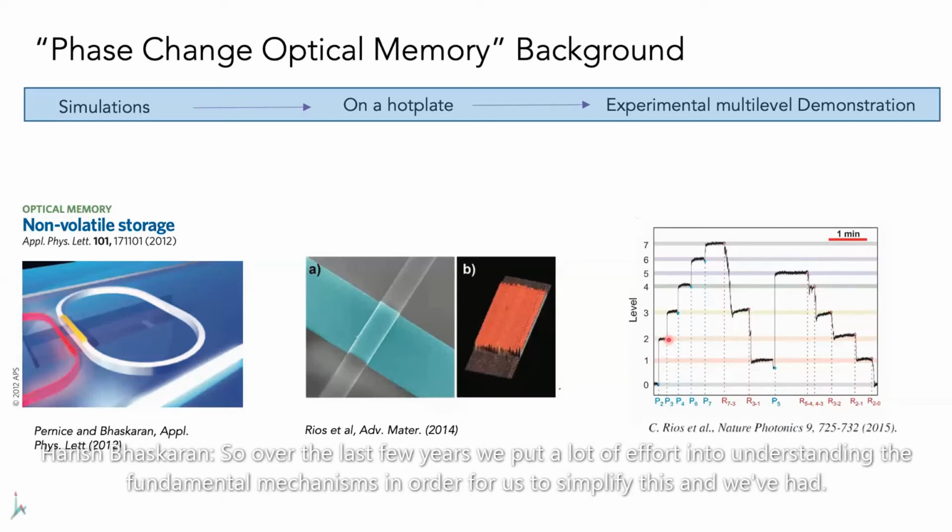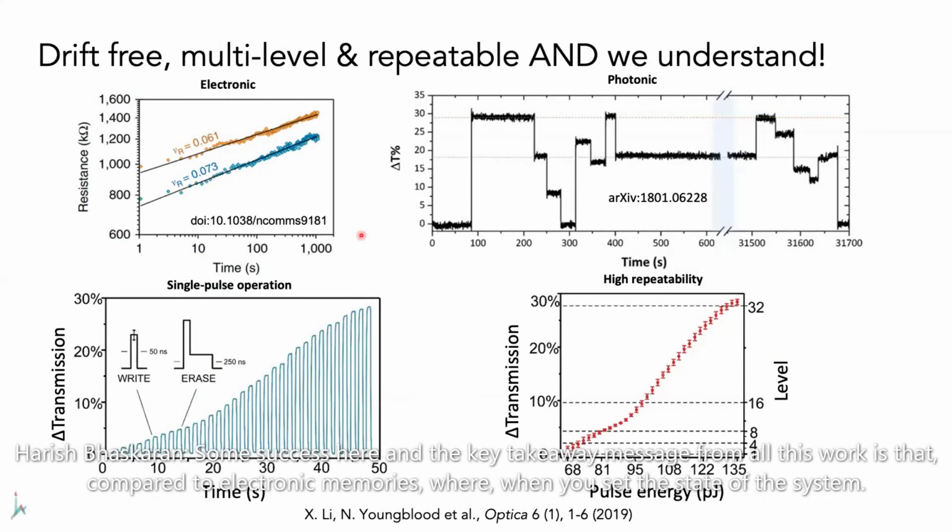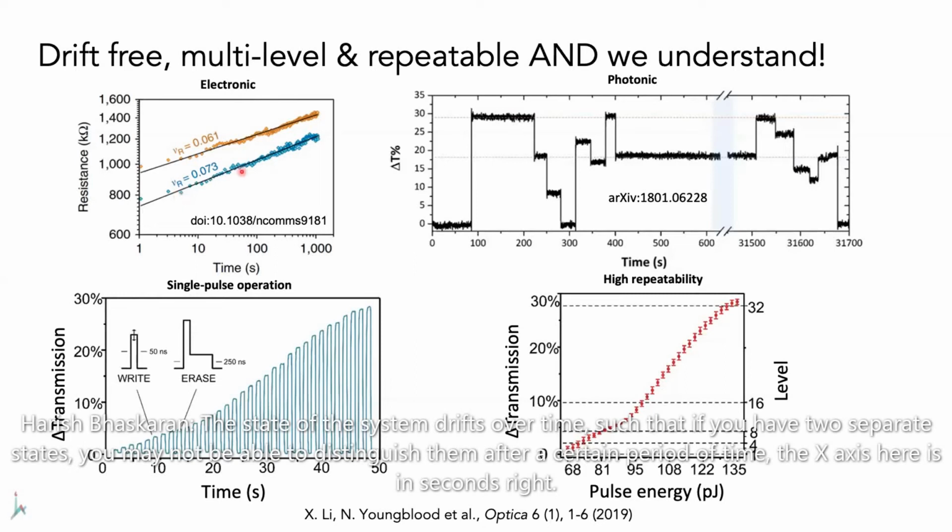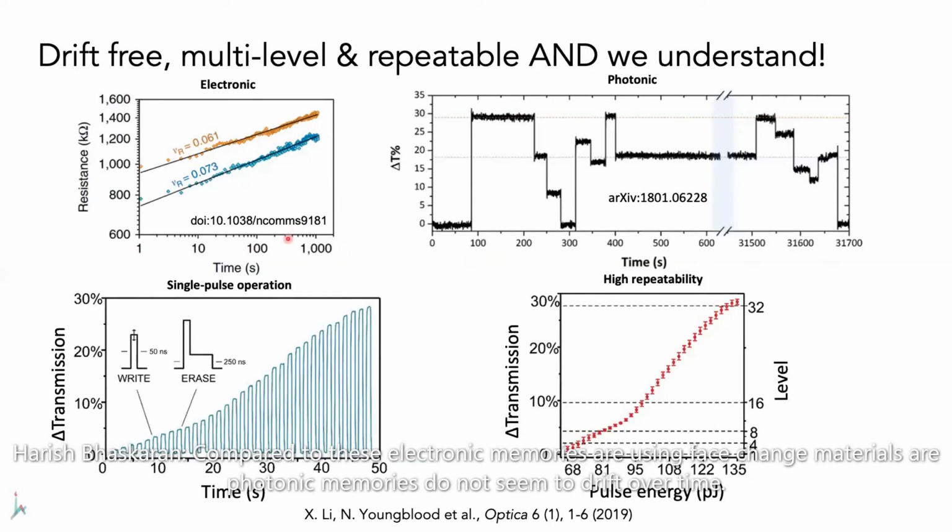So over the last few years, we put a lot of effort into understanding the fundamental mechanisms in order for us to simplify this. And we've had some success here. The key takeaway message from all this work is that compared to electronic memories, where when you set the state of the system it drifts over time, such that if you have 2 separate states, you may not be able to distinguish them after a certain period of time. The x-axis here is in seconds, right? Compared to these electronic memories using phase change materials, our photonic memories do not seem to drift over time.